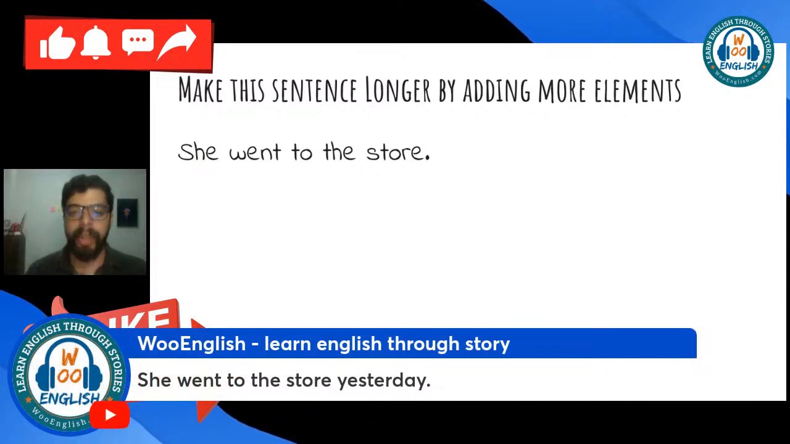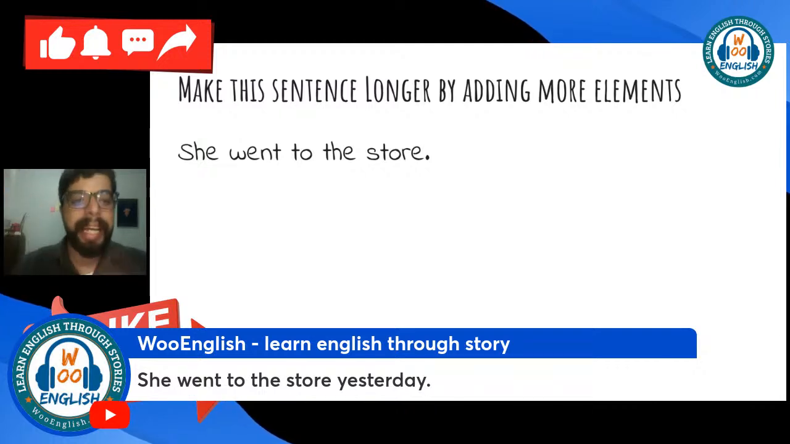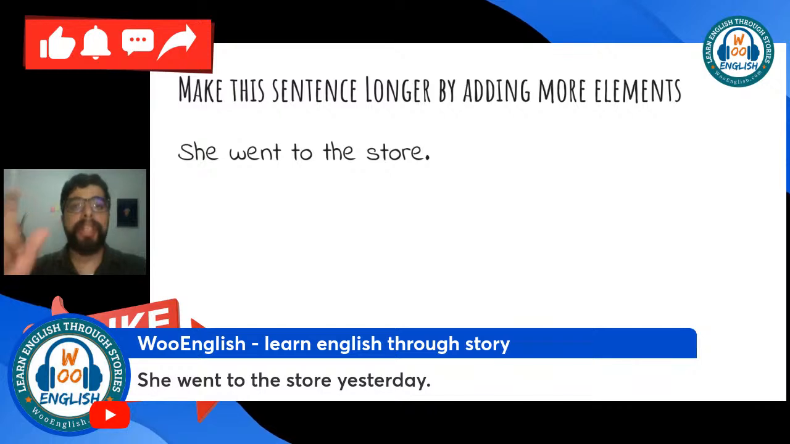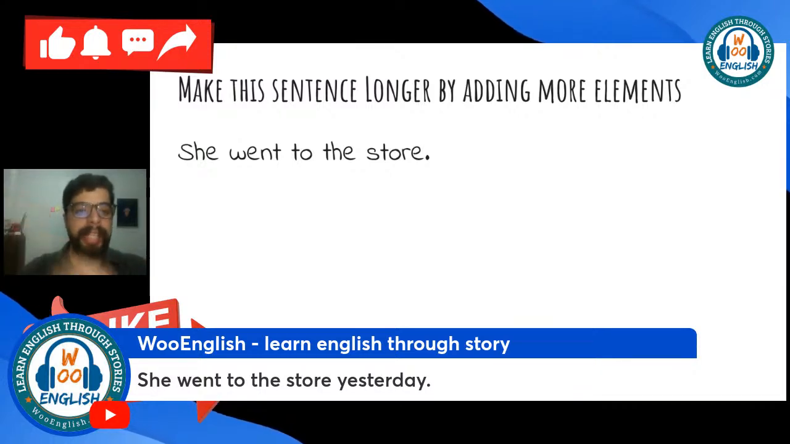Unfortunately, I don't have a way to share with you where I'm typing. So you can just write the sentences for me and I will read them. Make the sentence longer by adding more elements. You can add adjectives, adverbs, you can add other sentences, but the most important thing is it should stay one sentence, but a long one. So for example, I gave you the example down below. She went to the store yesterday. So yesterday I added time. When did she go? We can also say she went to the store alone yesterday.